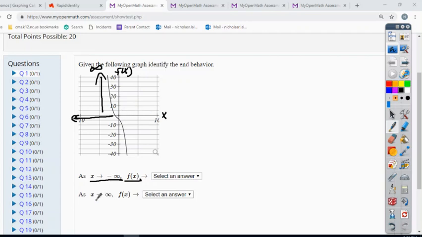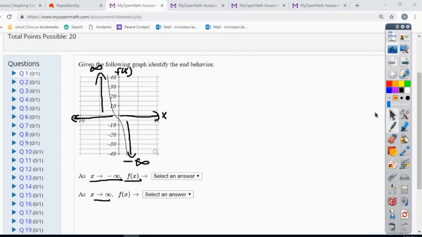As x is approaching positive infinity, what's happening to our f of x value? Well, f of x is going down, down, down, down, down. That is approaching negative infinity.